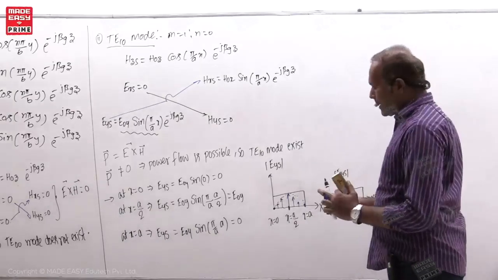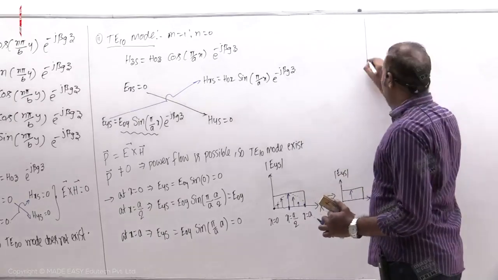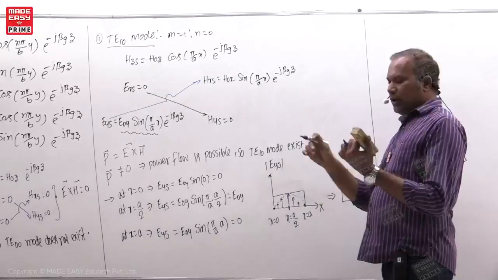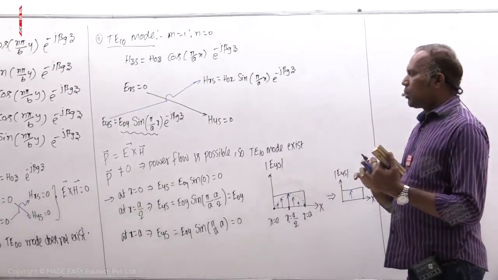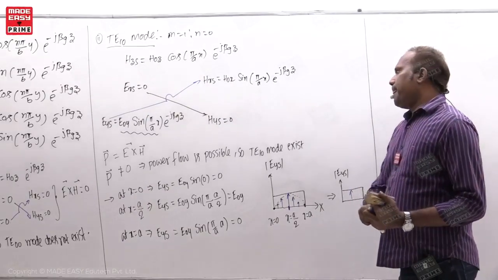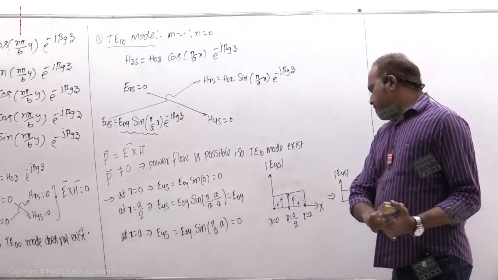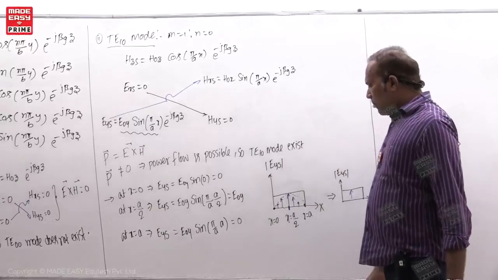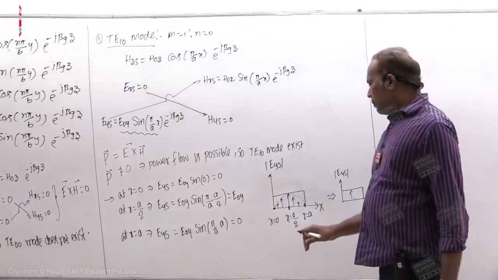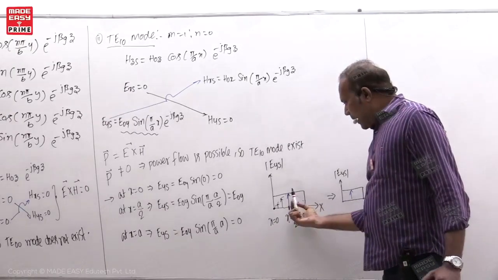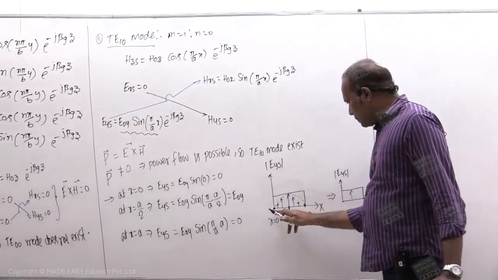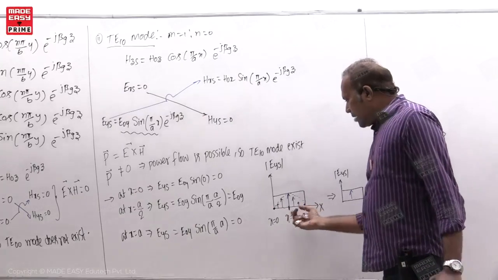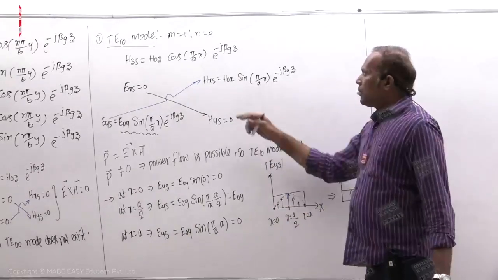So dear friends, here actually this TE10 mode is the dominant mode. Power is carried through this mode only. So anyway, one thing you remember: these electric field lines are perpendicular to x, then this variation should be written for m.